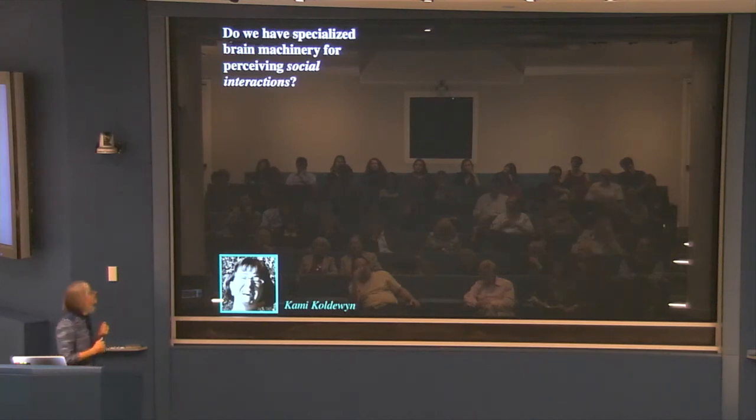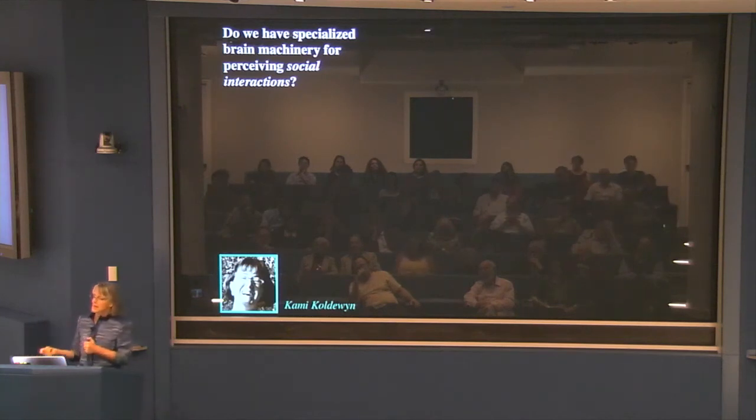So this is work by Cami Koldewyn, shown here. And she asks the question of whether we have specialized machinery in the brain for perceiving social interactions between two people. Okay, that's something we do a lot. We care about it. We're really good at it.